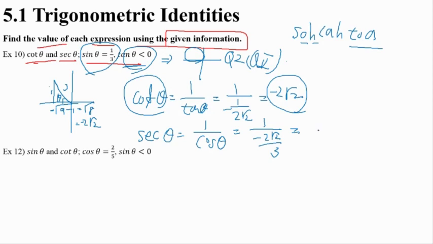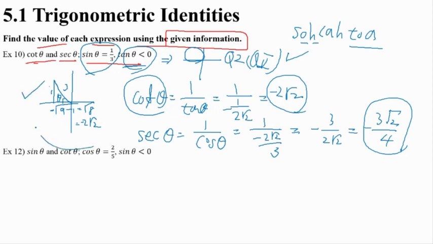So here you go. Negative 3 square root 2 over 2, and rationalize: negative 3 square root 2 over 4. All right, so first thing, you should know which quadrant, right? And you should draw a triangle like that, and you should find which one is a negative number or a positive number. Okay, exercise 12.